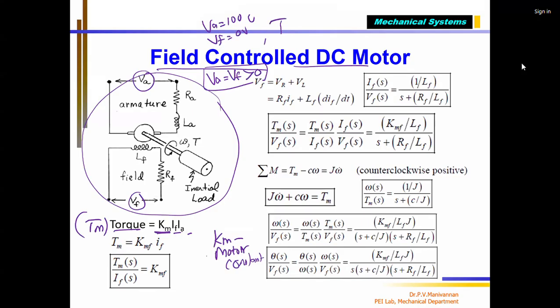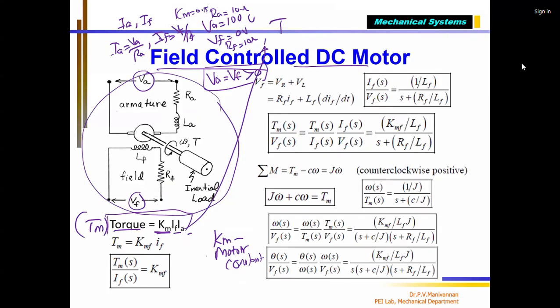TM according to this equation, we know that. And RA equal to 10 ohms, RF equal to 10 ohms. If this is given, then we can find IA and IF. IA is nothing but VA divided by RA. Similarly, IF equal to VF divided by RF. Once that is known, I can substitute the values here, and the motor constant Km is given, say 0.05. Then you can find the torque.